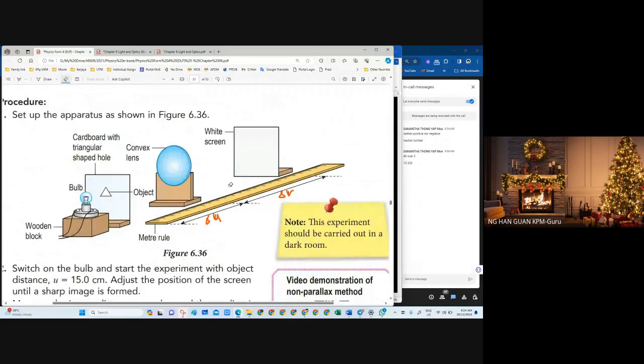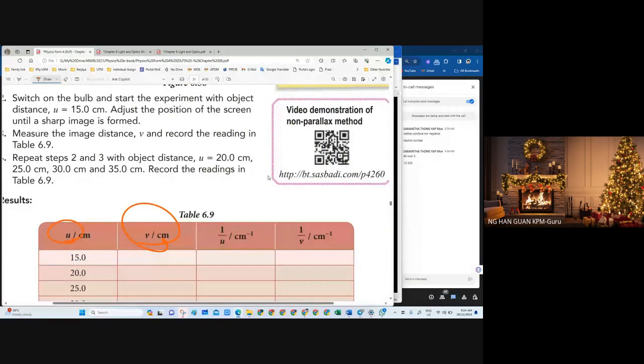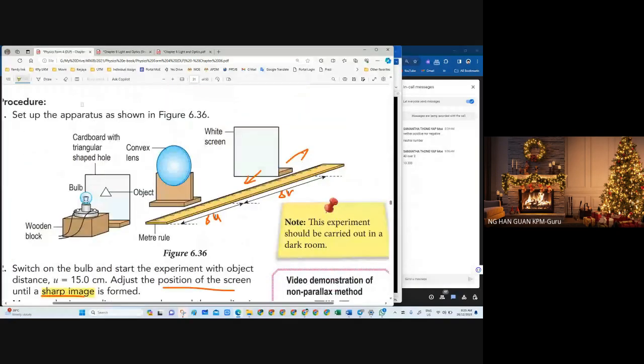According to this experiment, we are adjusting the white screen here. We will move it forward and backward, because we are looking for a sharp image formed, adjusting the position of the screen to get a sharp image. We don't say a clear image, because in physics, whether an image is clear or not depends on the brightness. While we adjust the white screen here, the brightness is not changing.